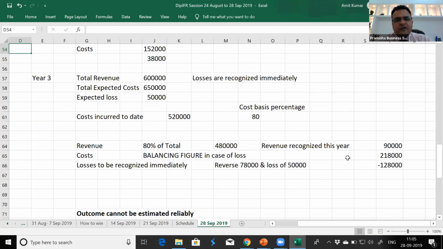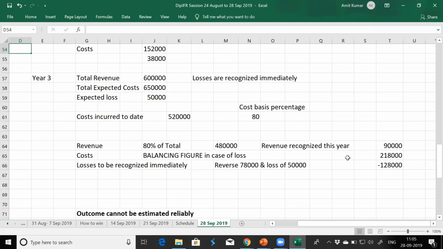If in the first year we suffer a loss, the entire loss becomes recognized immediately in year one. But if we have recorded profits, then whenever we believe that there is going to be a loss, we'll have to reverse the profits which we have recognized in the previous years. Is this clear to you?